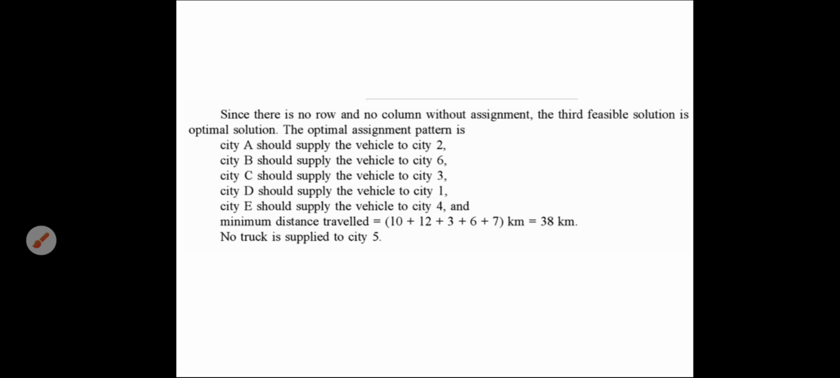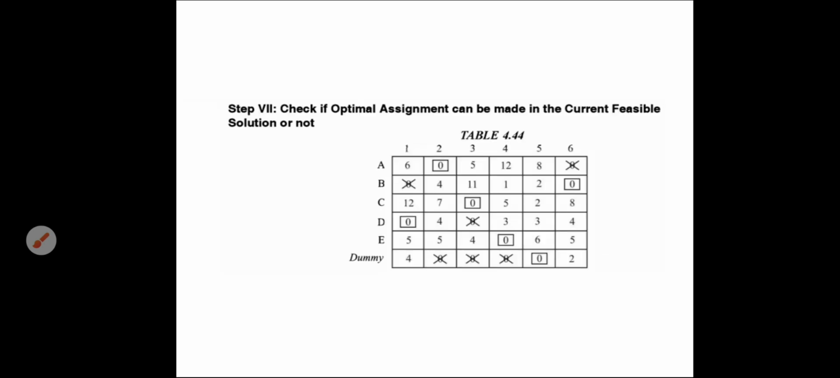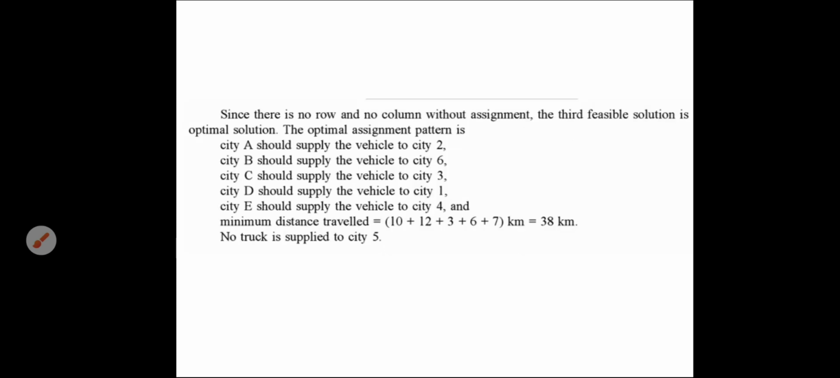Now this feasible solution is the optimal solution, and the optimal assignment pattern is: city A should supply the vehicle to city 2, city B should supply the vehicle to city 6, city C should supply the vehicle to city 3, city D should supply the vehicle to city 1, and city E should supply the vehicle to city 4. And the minimum distance traveled is 38 km. No truck is supplied to city 5. Okay, in this way you can find the solution.